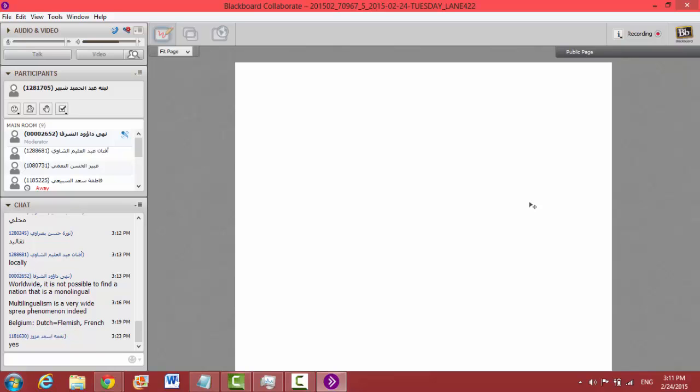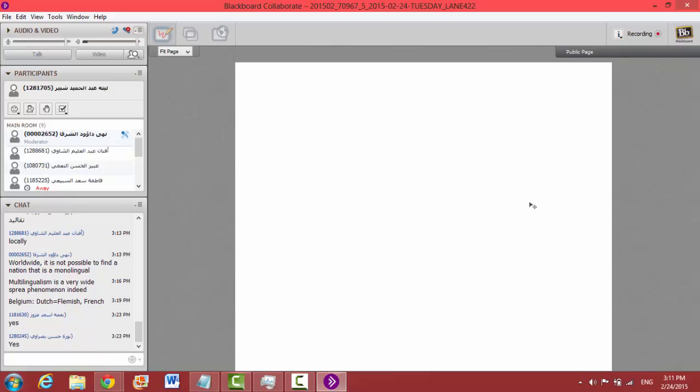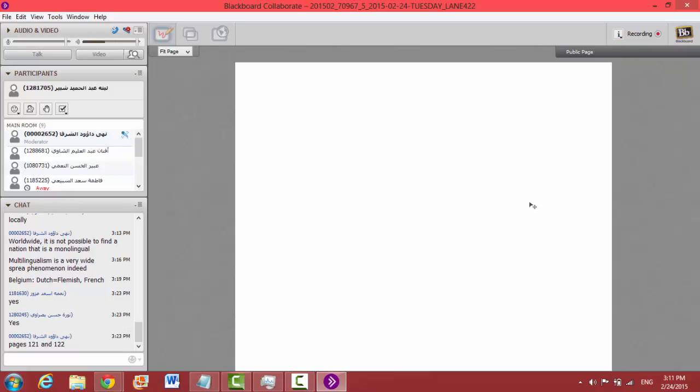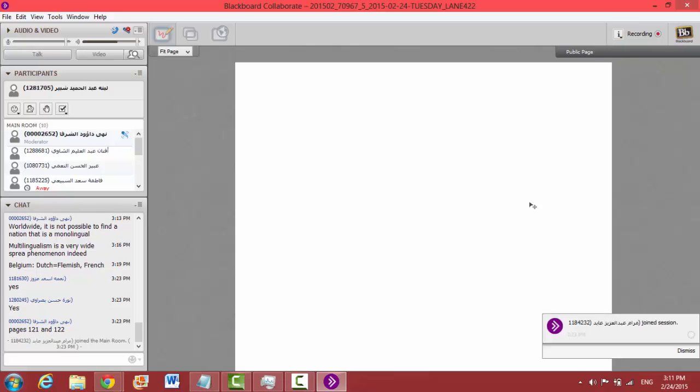Okay, if you all open on pages 121 and 122, you find a list, and that list is about languages spoken in different countries. If we write English language, we find it spoken in all of these countries, like English as being the medium of communication in the world. So English is not mentioned because of this.